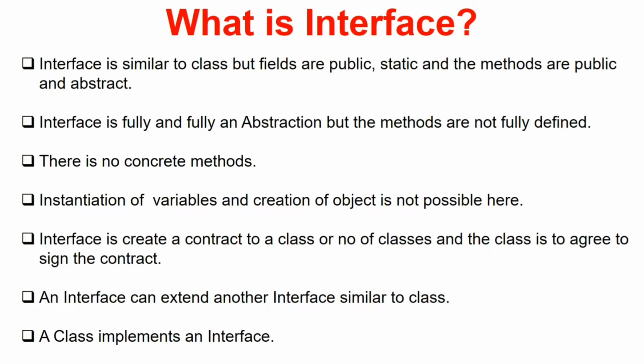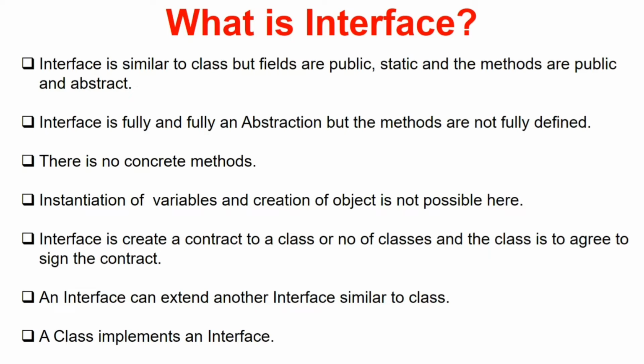Inheritance is fully an abstraction, but the methods are not fully defined. There are no concrete methods in the interface. So in the interface, there is no possibility of variable initialization, and creation of an object is not possible here. So an interface is a contract to a class or a number of classes, and the particular class agrees to accept the contract. So that is what an interface is.